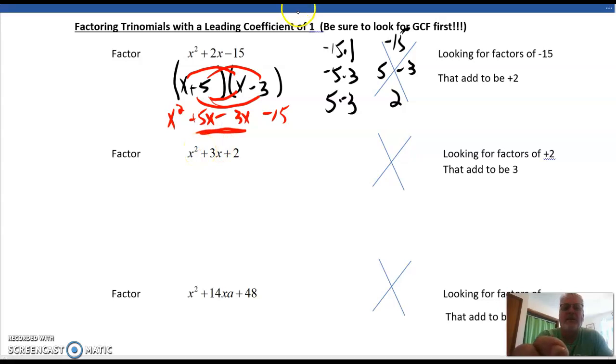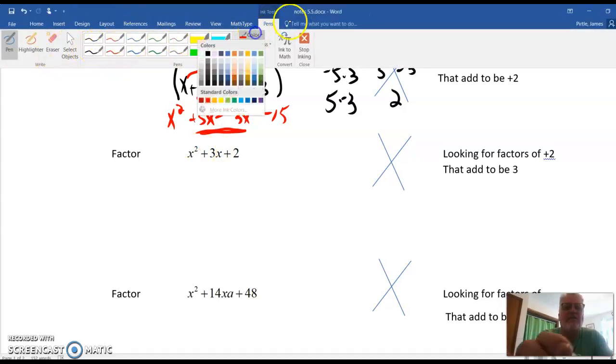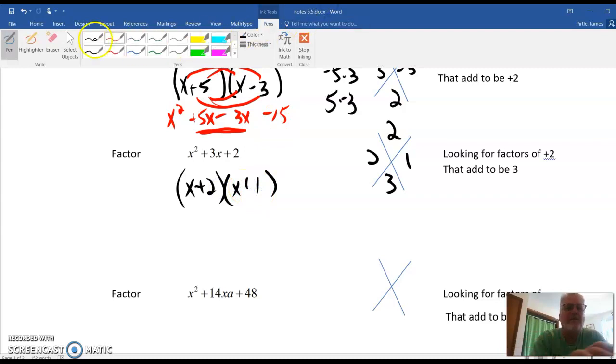Okay, so let's try this next one here. I promise you it'll make sense after you do a few of them. I'm going to do two sets of parentheses down here. I know I have an x there and an x there. So I'm looking for factors of 2 that add up to be 3. Well, that's easy: 2 times 1. So I'm going to have a plus 2 and a plus 1. I won't do this every time, but I'm just going to show you what's happening.